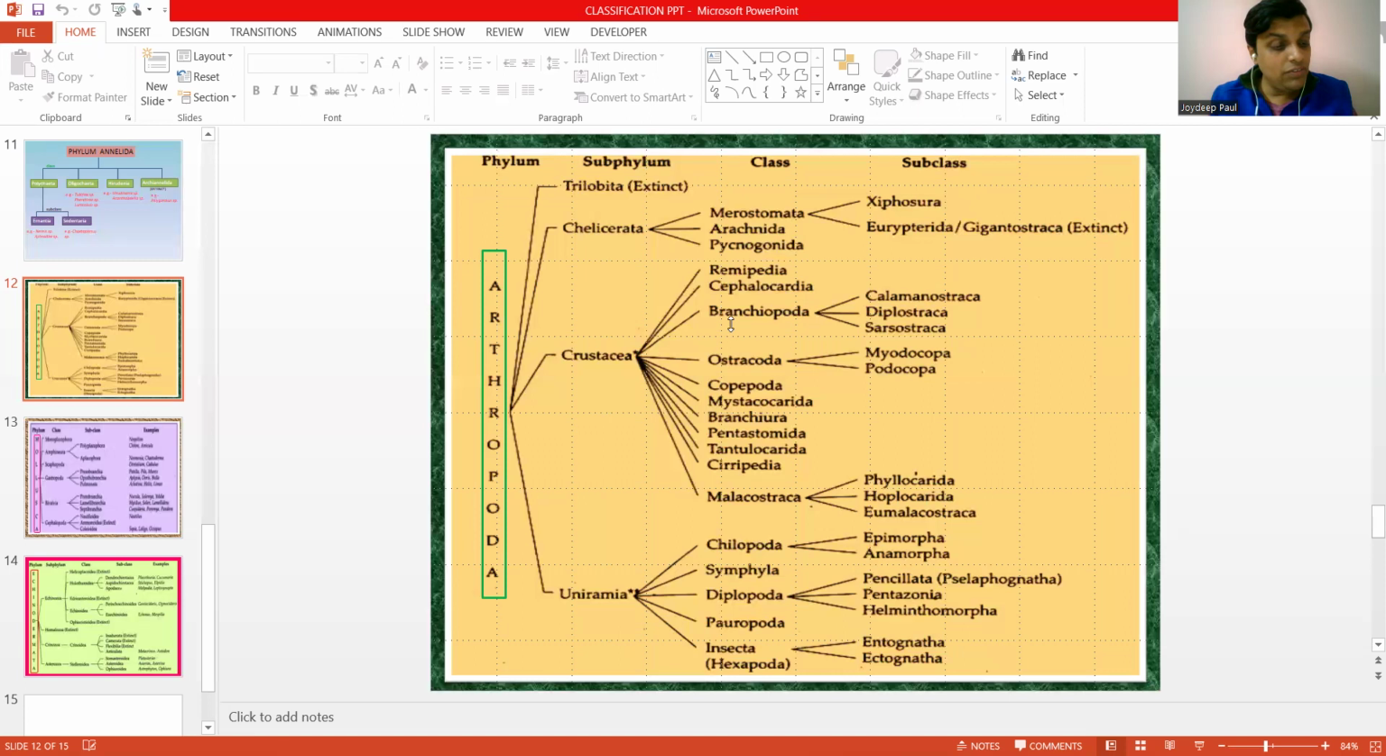Subclass 1, Phyllocarida, example Nebalia sp. Subclass 2, Hoplocarida, example, Squilla sp. Subclass 3, Eumalacostraca, example is Macrobrachium species, that is the giant freshwater prawn.